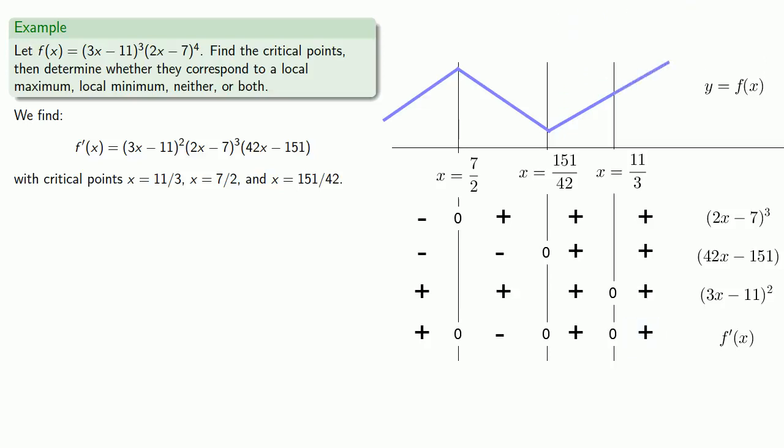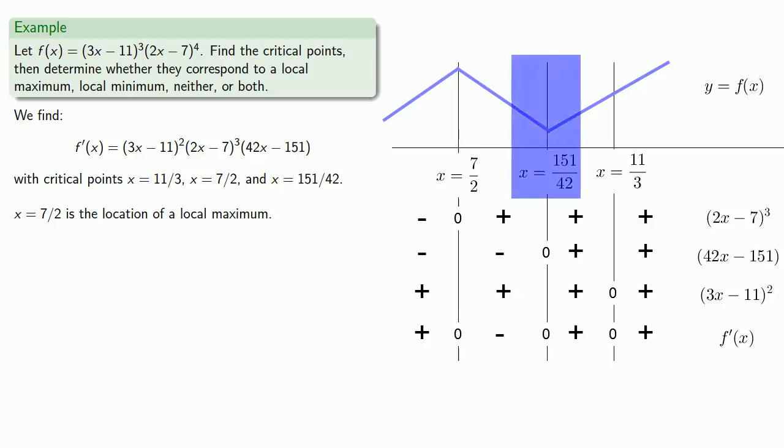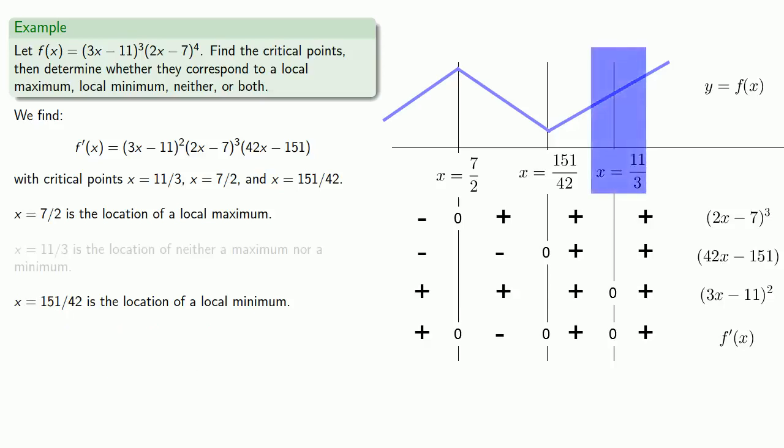And so that tells us that at x equals 7/2, we have a local maximum value. At x equals 151/42, we have a local minimum value. And x equals 11/3 is the location of neither a maximum nor a minimum value.